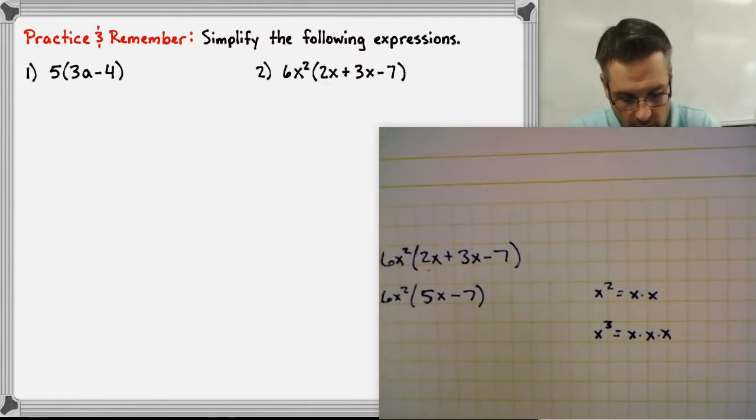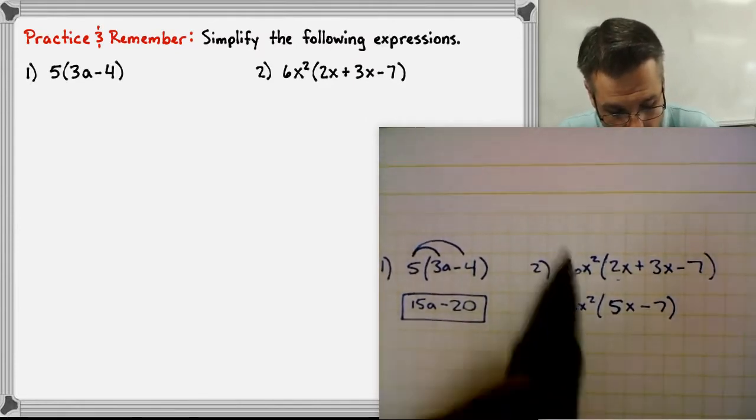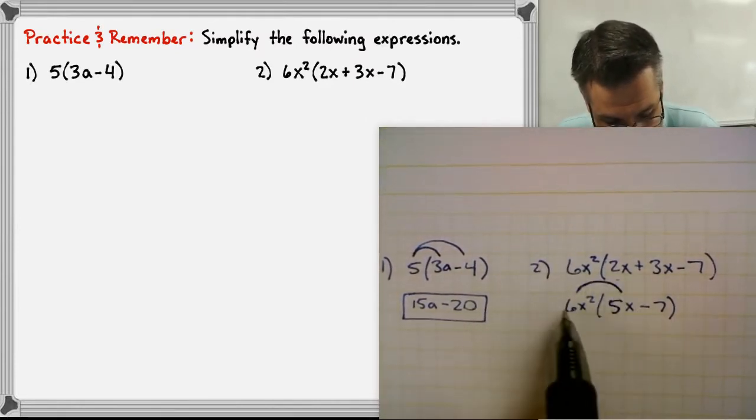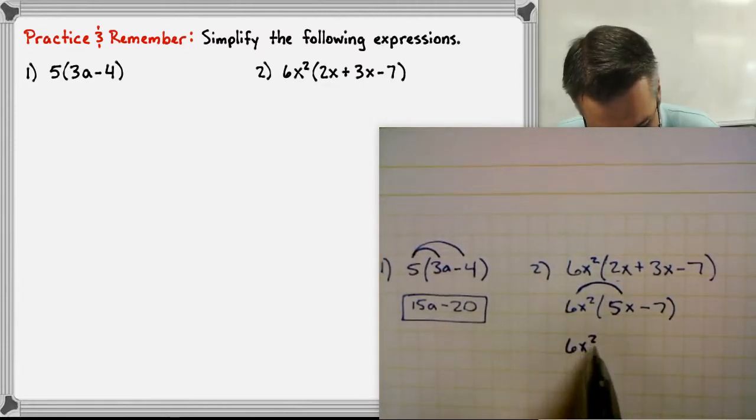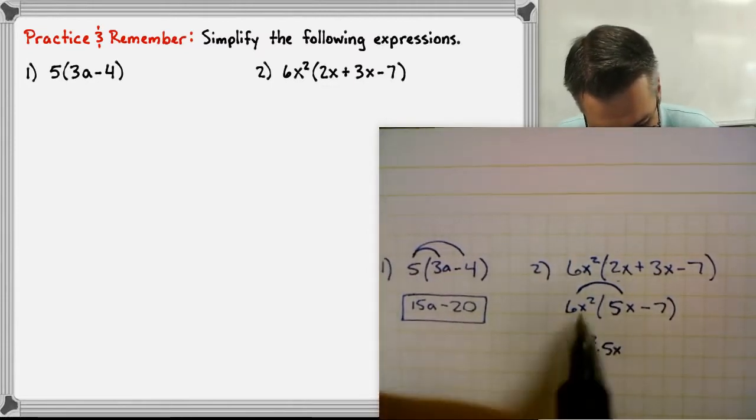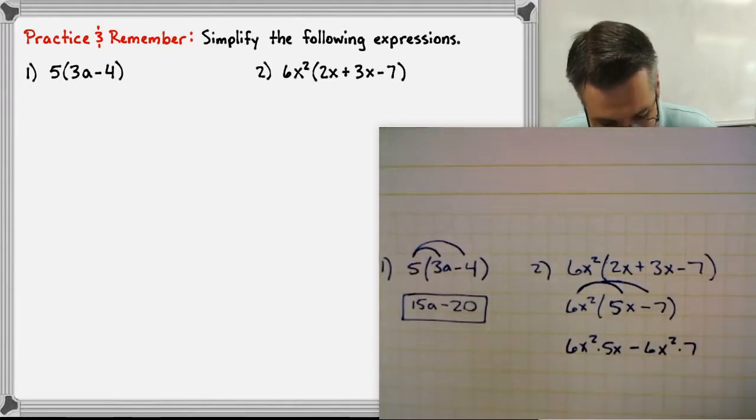So now when I go to multiply these things, I'm going to go ahead and write it out, but we're going to be looking for something here. If I distribute this, 6x squared times 5x, I'm just going to write it down, 6x squared times 5x. And then multiply here, we've got minus 6x squared times 7.